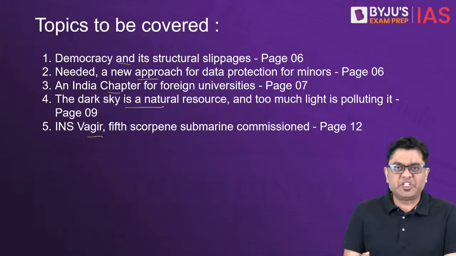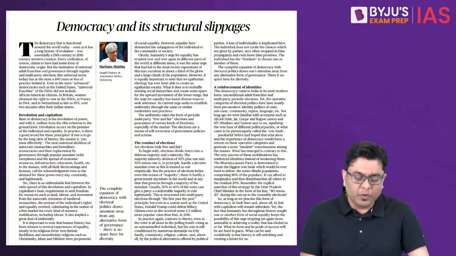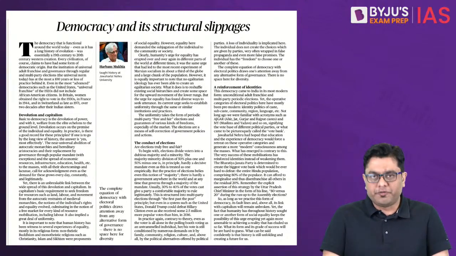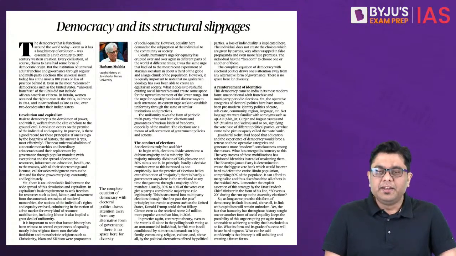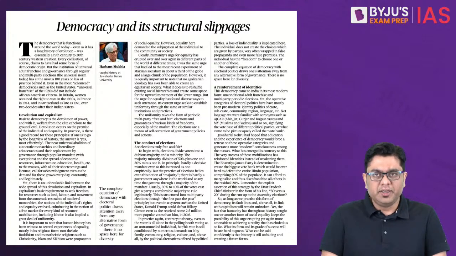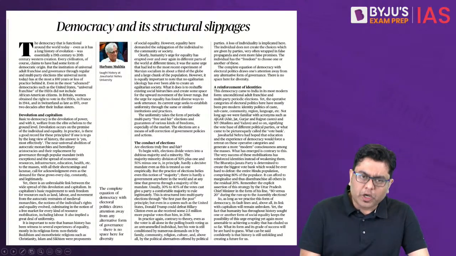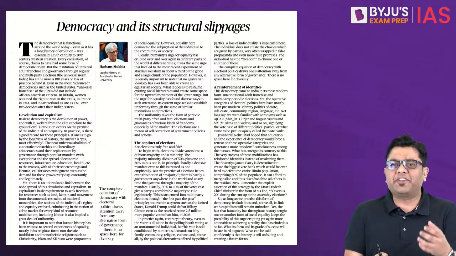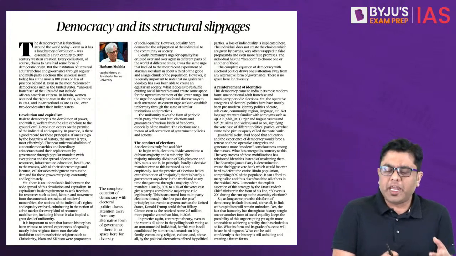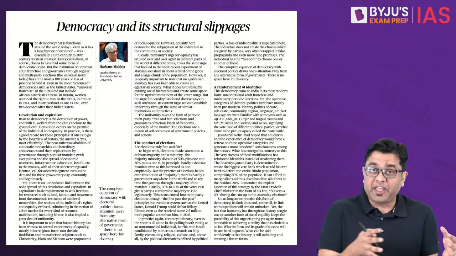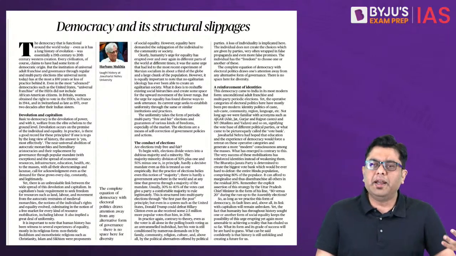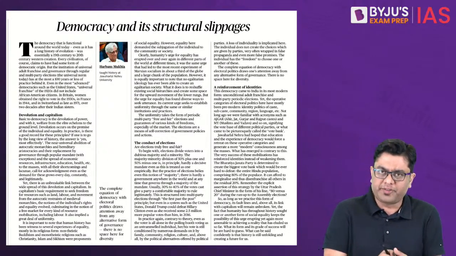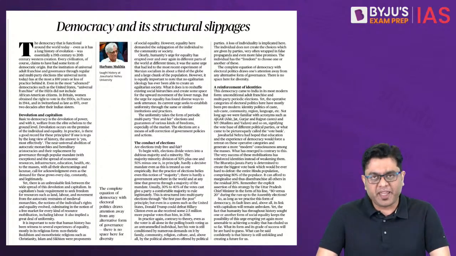So one by one, we shall be discussing each one of them, starting with the first one, which appeared on page 6 of the Delhi edition of The Hindu newspaper, and that is democracy and its structural slippages. Now, when we talk about this particular topic, the author has talked about democracy and how the introduction of democracy in various parts of the world is commingled with various contradictions and various types of paradoxes which we experience on a day-to-day basis.